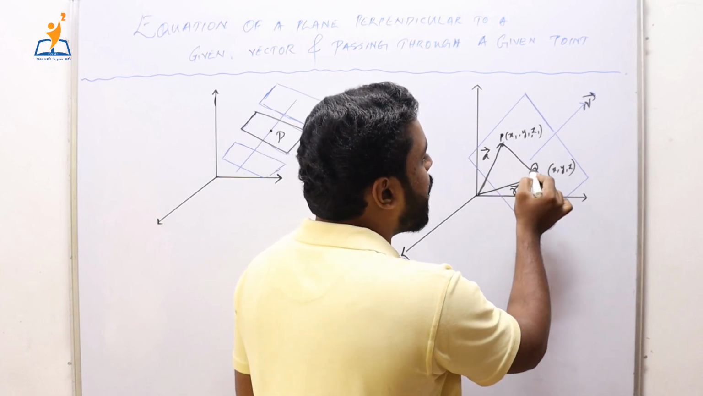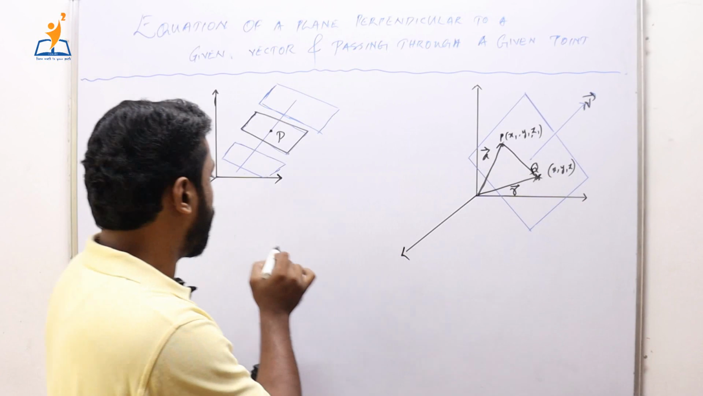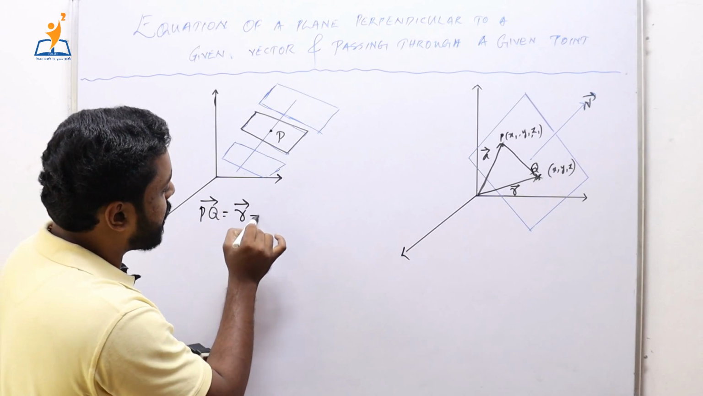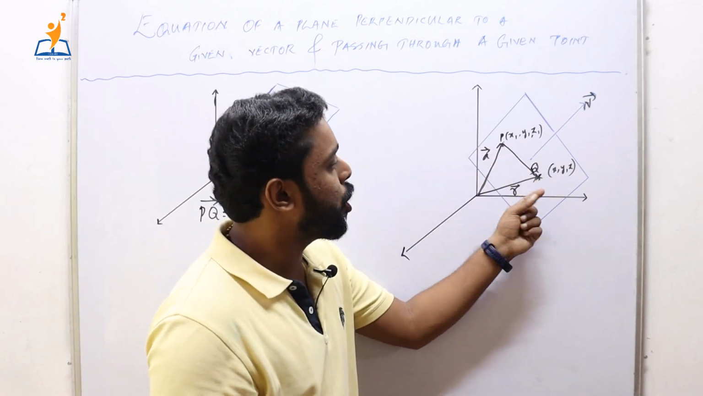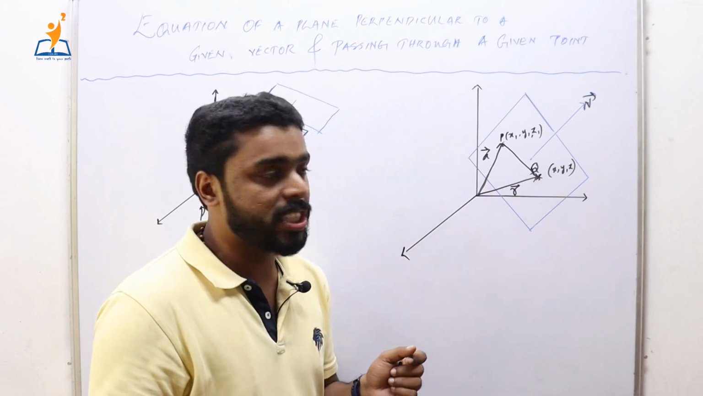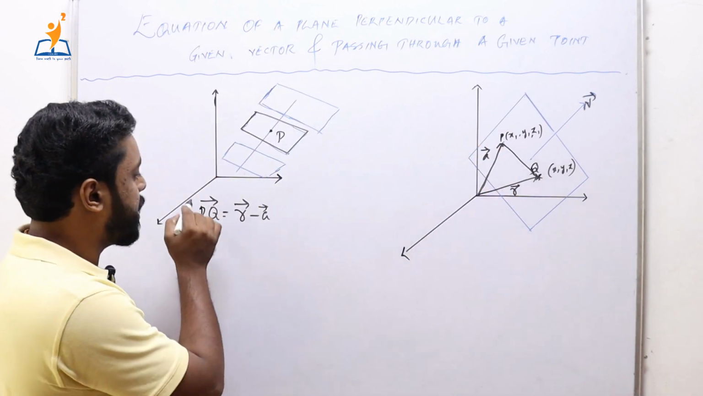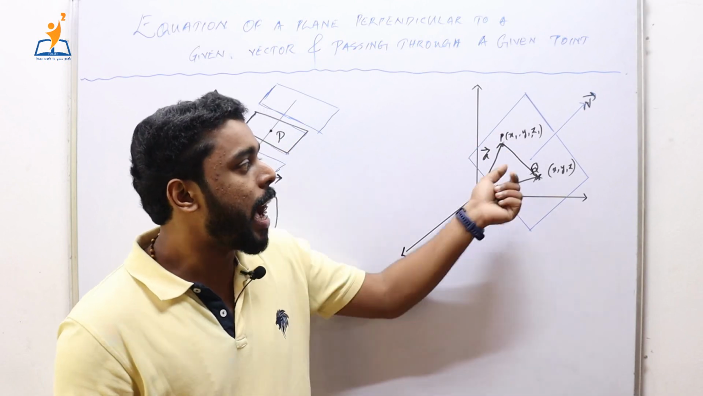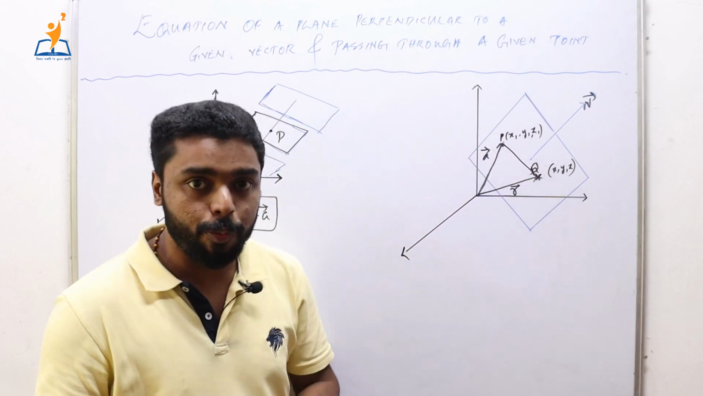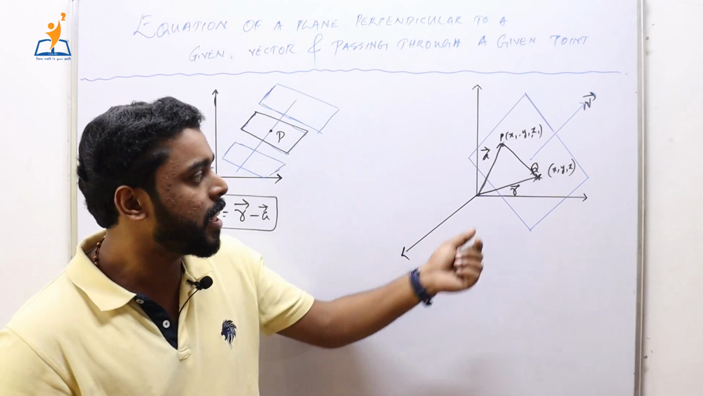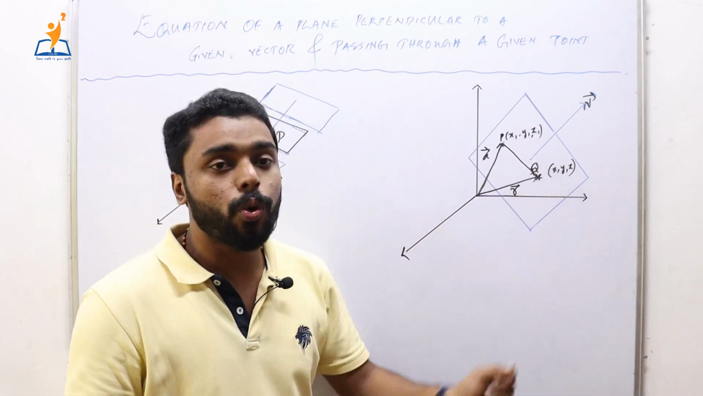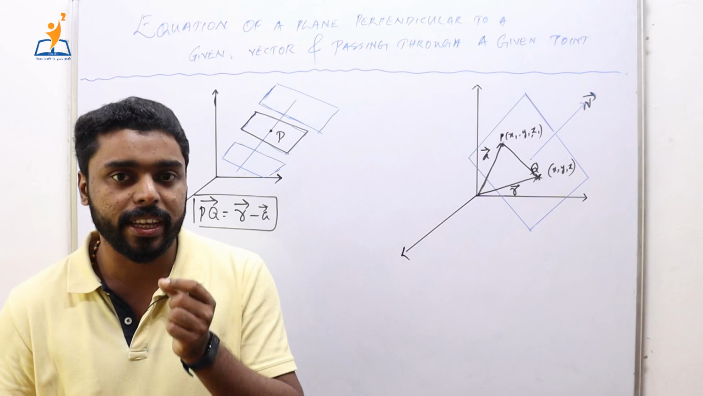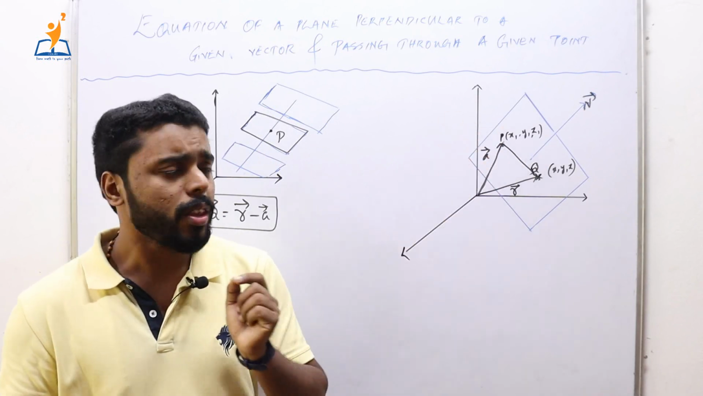Also note that by the triangular law of vector addition, the vector PQ is nothing but r minus a, isn't it? See, a plus PQ is equal to r. This is the triangular law of vector addition here. So PQ is equal to r minus a. Note that a is the position vector of the point P, where P is the given fixed point. Now, r is the position vector of Q, where Q is the arbitrary point on the plane. Note this, this is very important in identifying the equation of the plane.